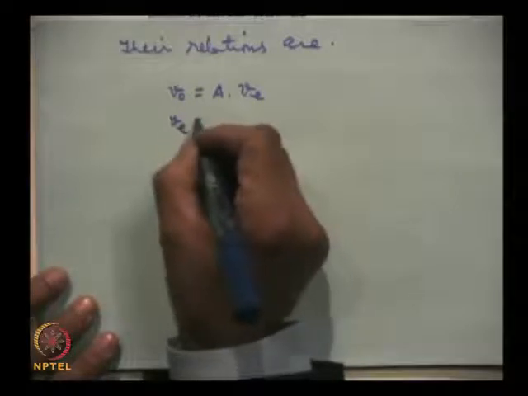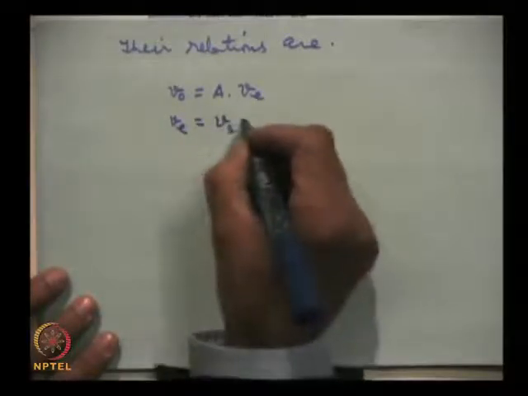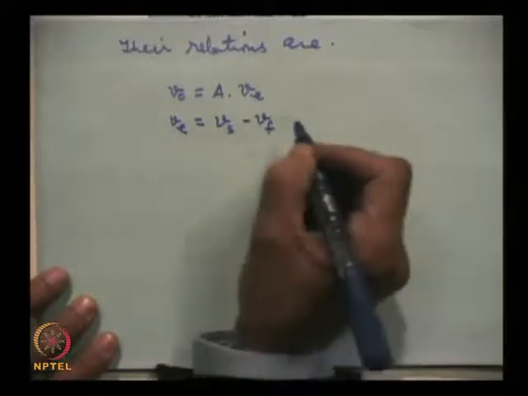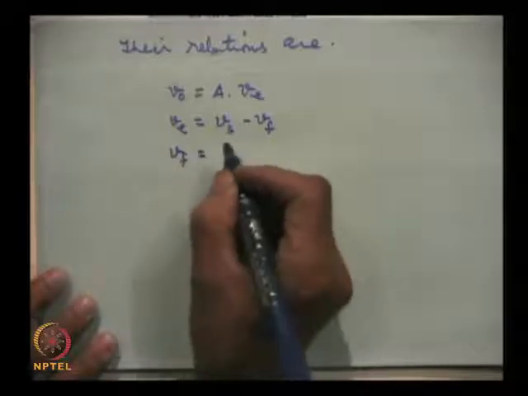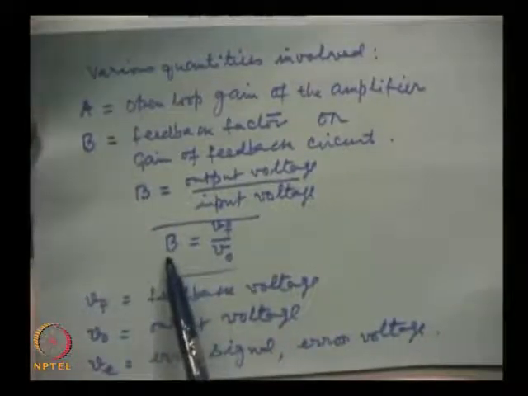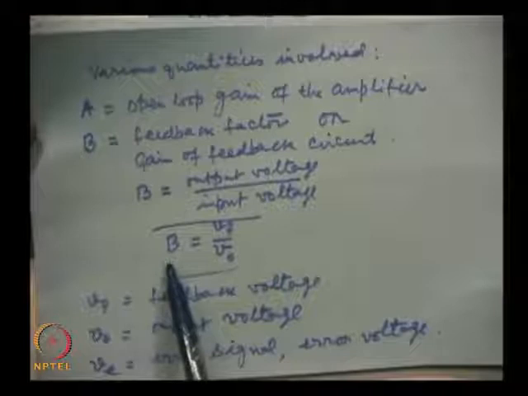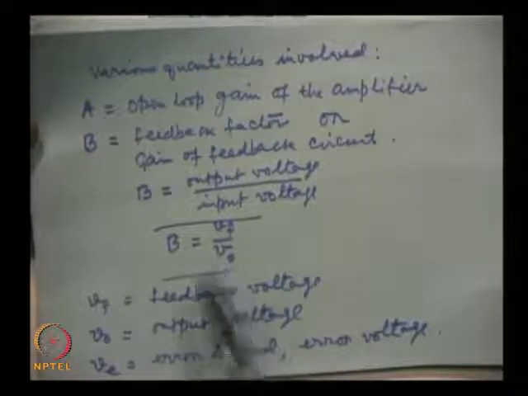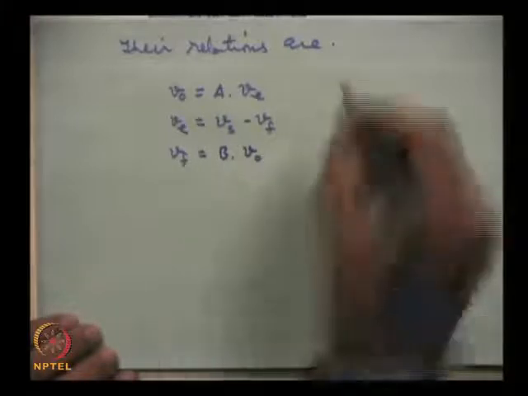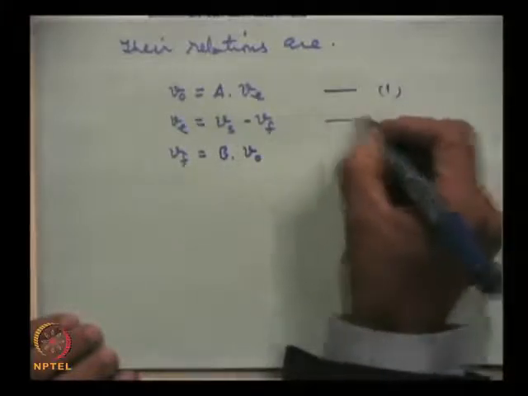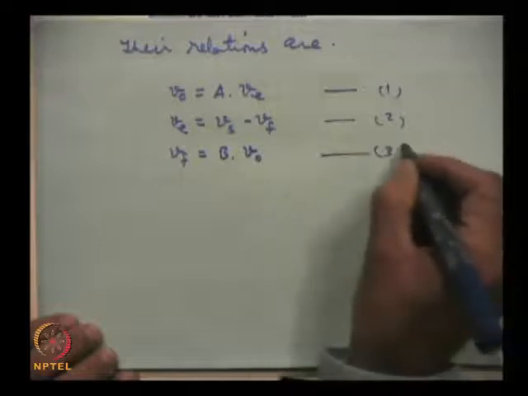And VE, the error signal, is simply Vs minus Vf. And what is Vf? From here, B is the feedback factor, gain of the feedback circuit, and this is Vf by V0. So, Vf is B into V0. Let us call this equation 1, 2, 3.